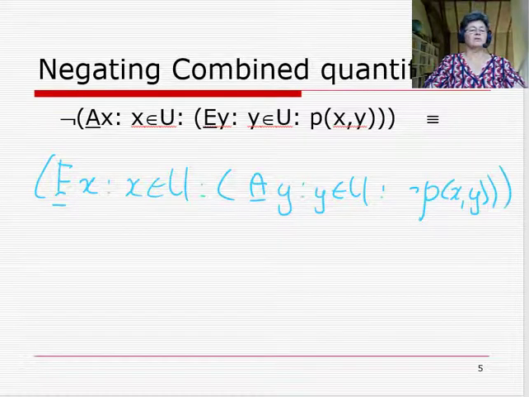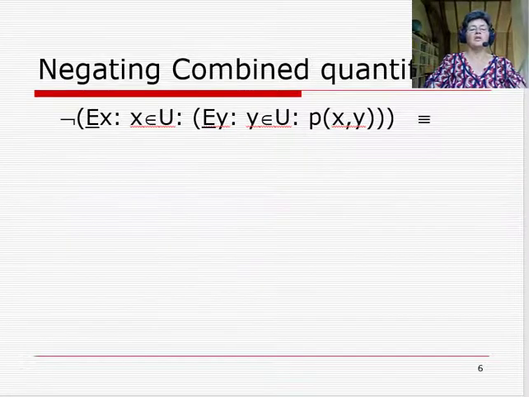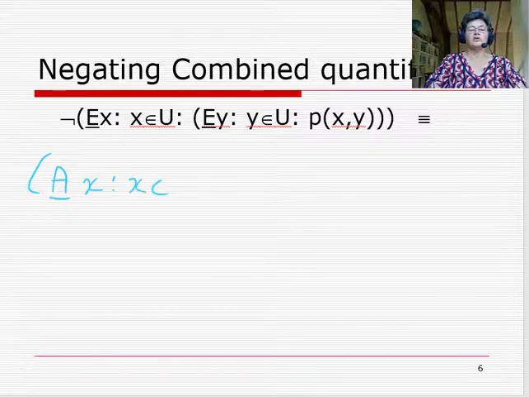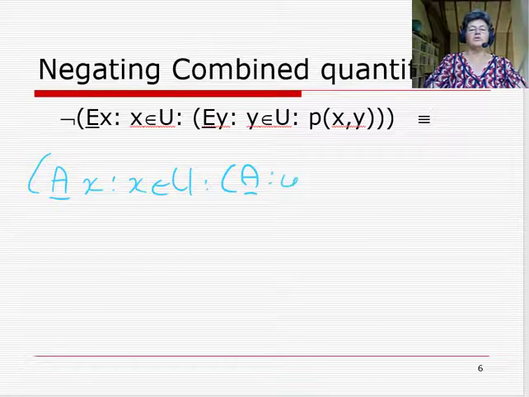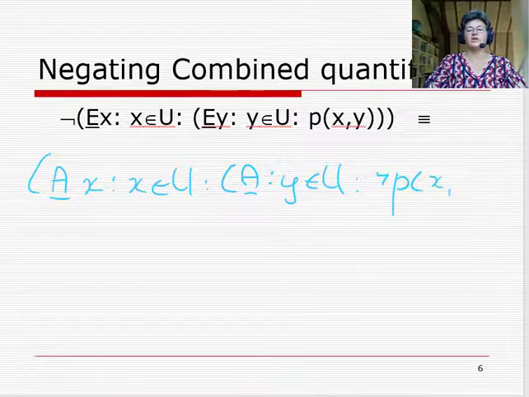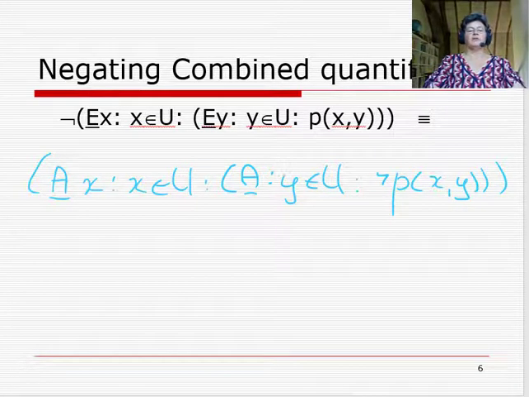That's it. Okay, just for fun, another one. Combination of 2 existential ones. So, existential one becomes universal, domain stays. Existential one becomes universal, domain stays. Propositional function is negated. And that's it. Not to worry about it.